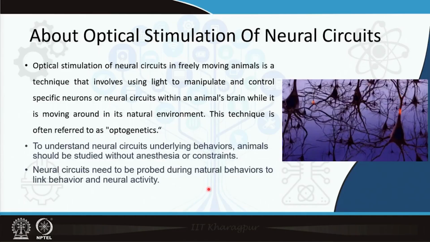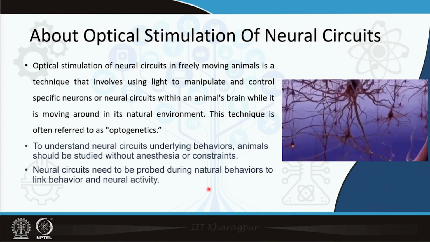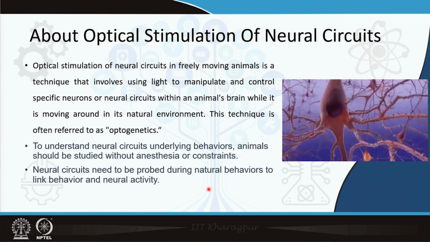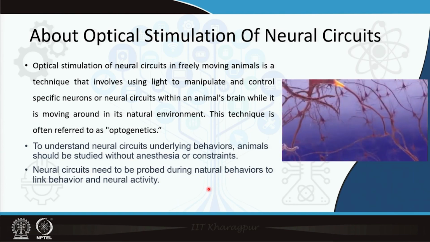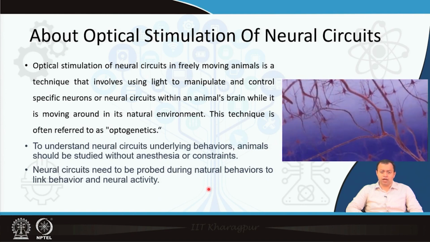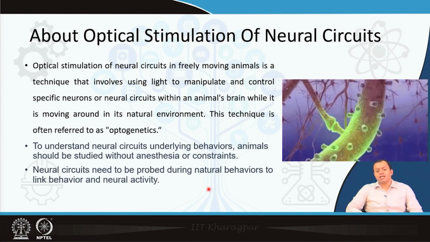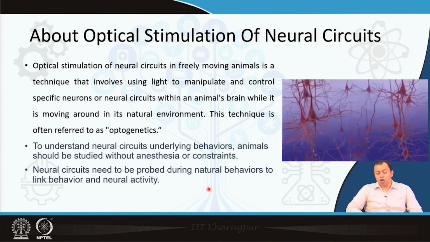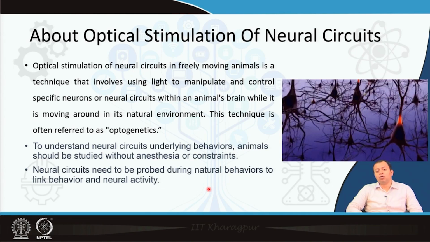See, it is one thing to dissect the brain, take it out, put it in a petri dish and look at it under the microscope and try to see how the neurons look, and even sometimes fire it through artificial means, through some kind of in vitro simulations.